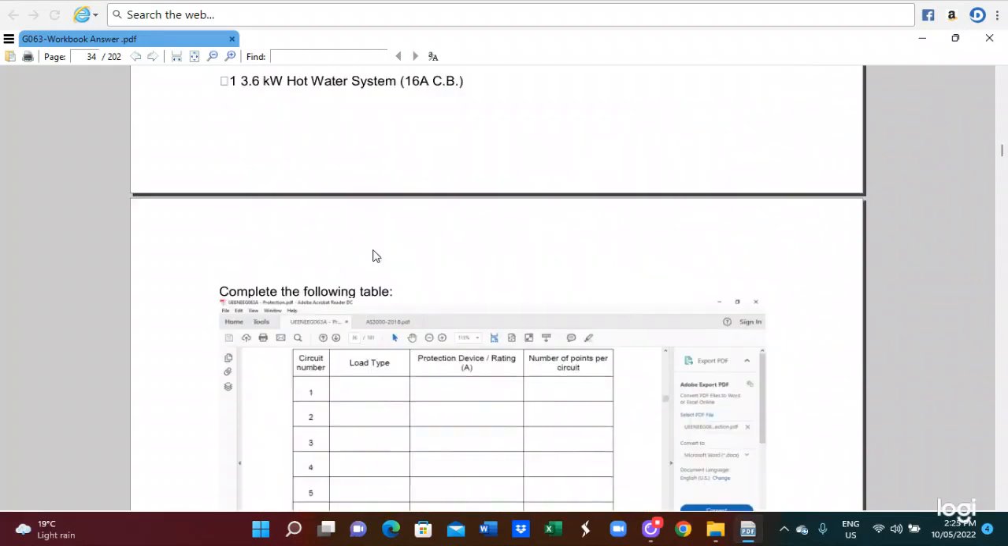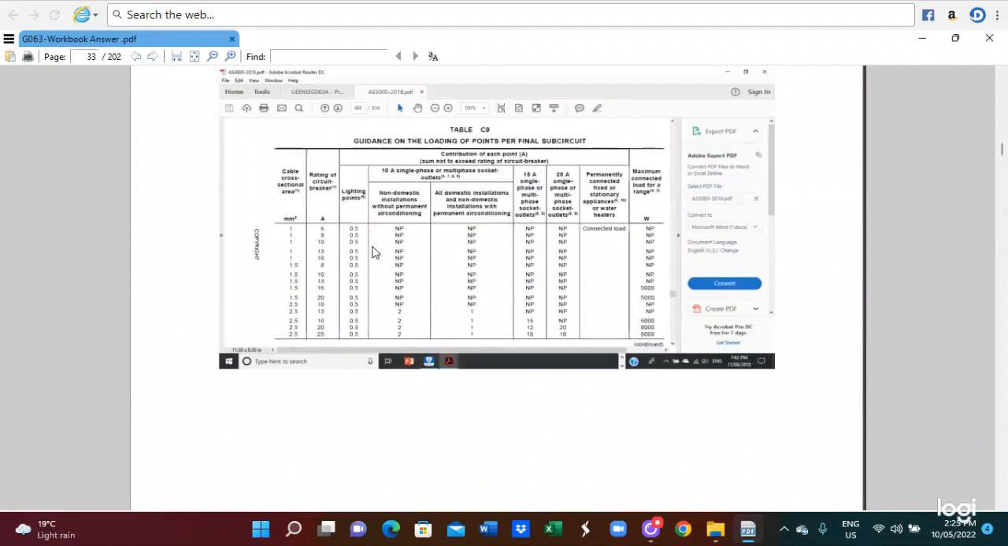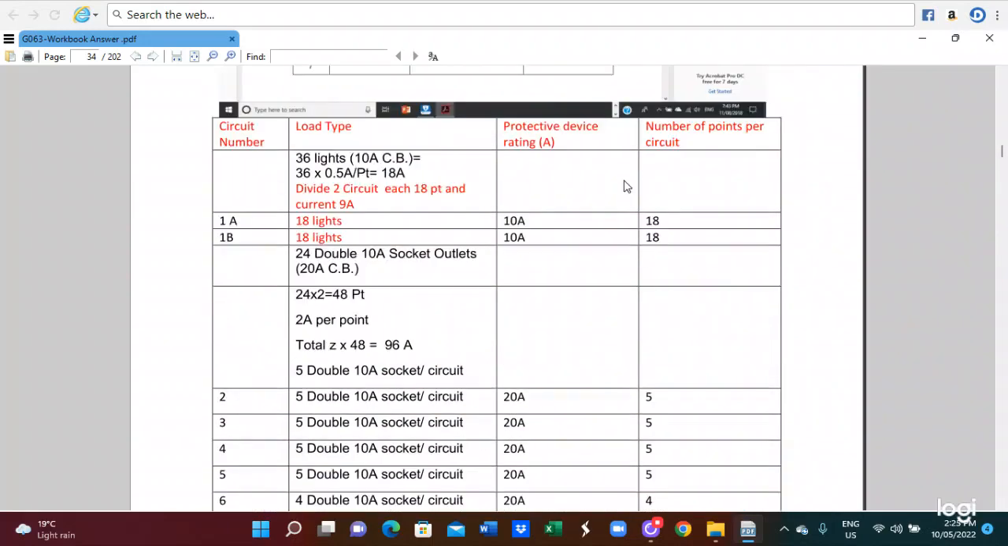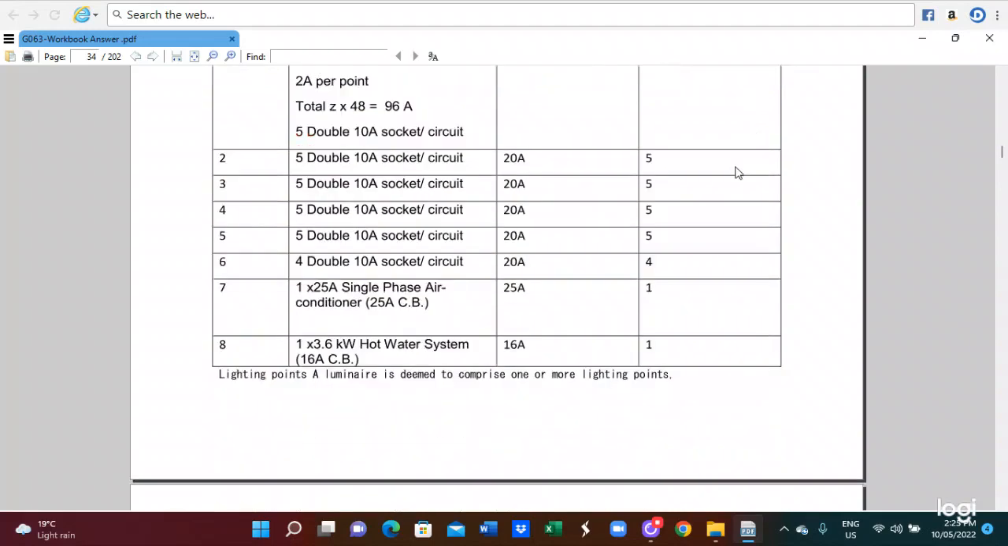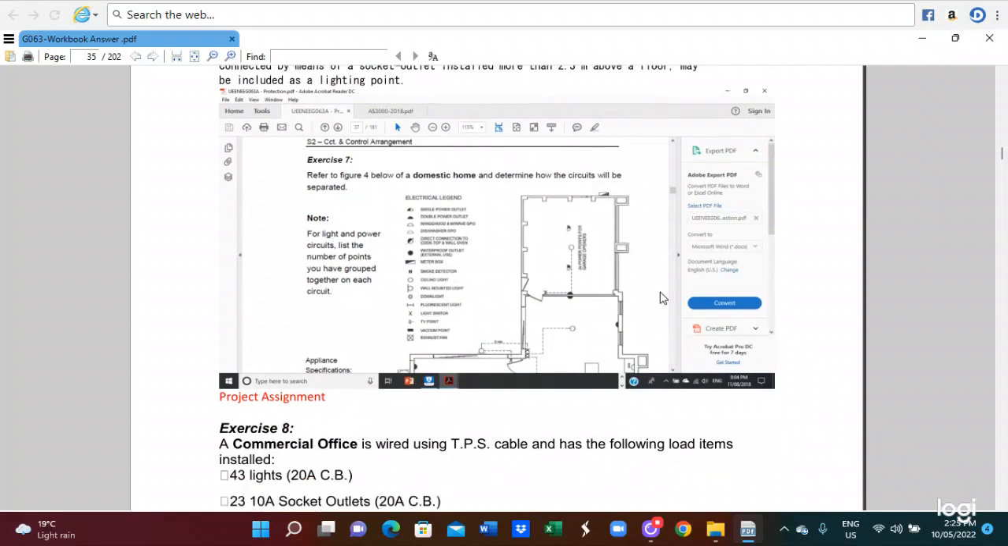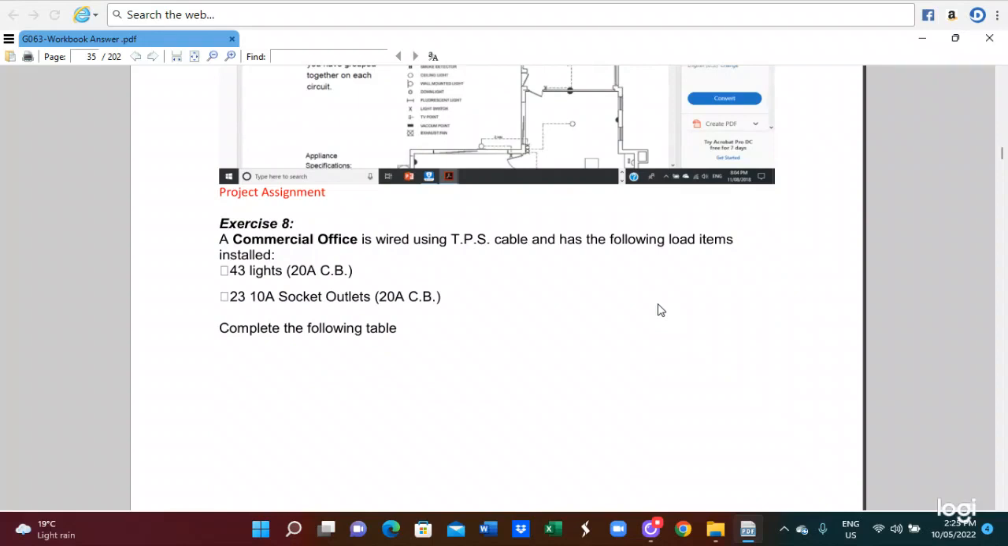So we have to refer to the appropriate diagram, the loading of points per final circuit. This one is utilized, and we draw this load type, and also the protective rating and number of points per circuit. So here is a diagram of the domestic home, the electrical installation diagram. Also, the commercial office wired using TPS cable has the following load items.